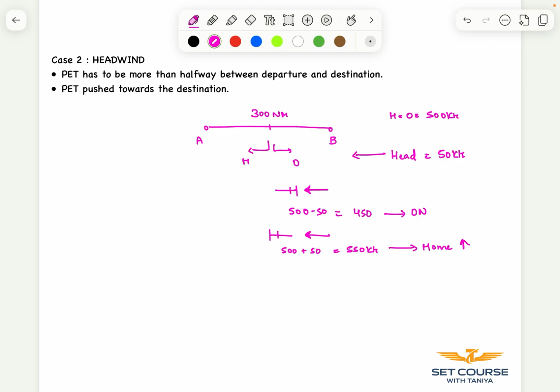Let's take the distance between point A and P as x, the other one being 300 minus x, time t1 and t2. Again, by definition, t1 equals t2 and time is equal to distance over speed. We get the following equation. Cross multiplying, we get the final value of x as 165 nautical miles.